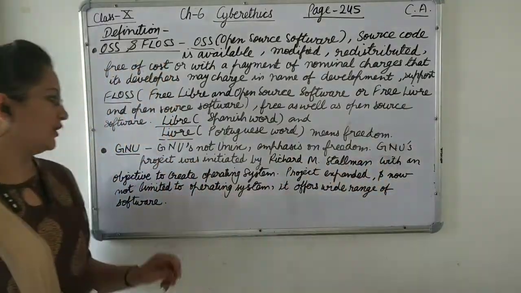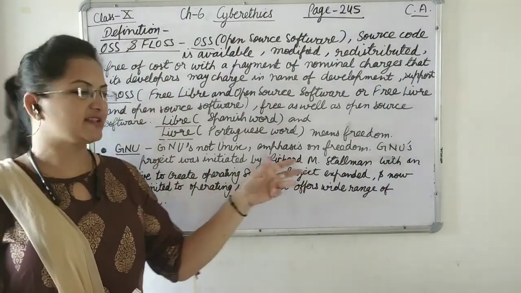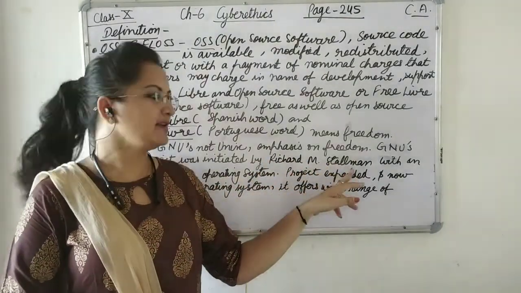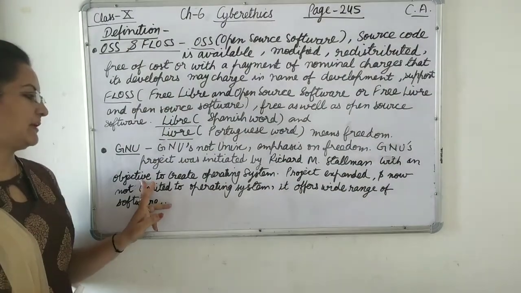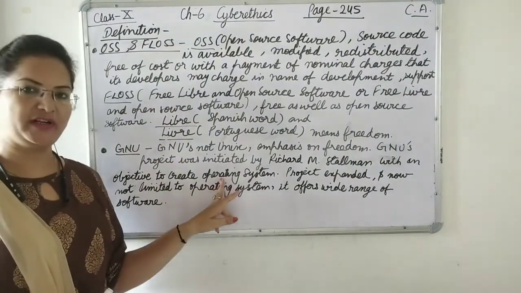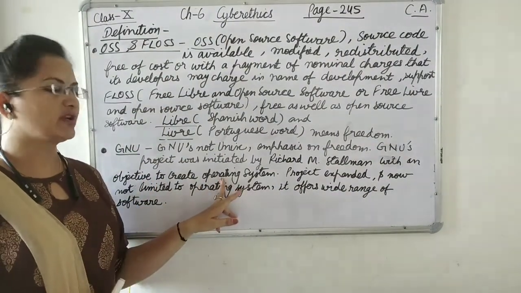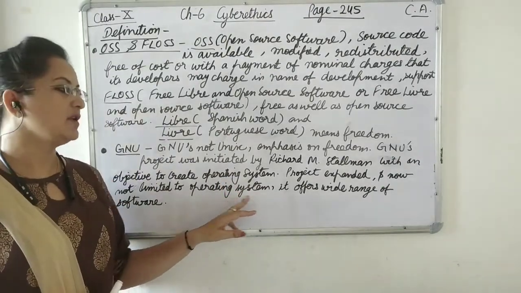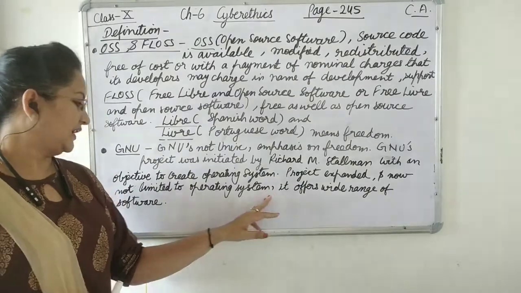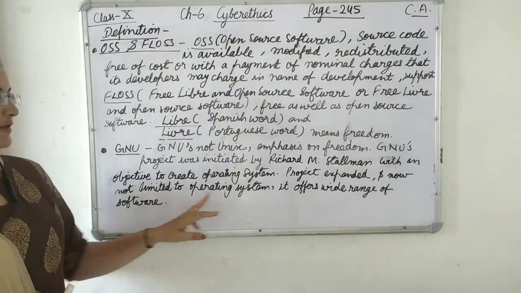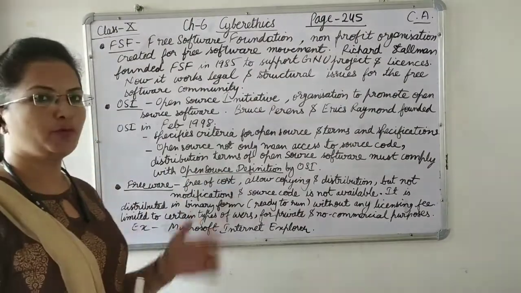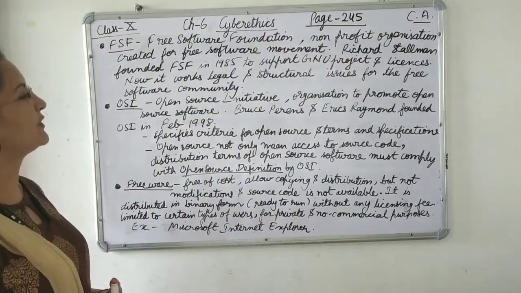So GNU was actually initiated by, I mean this project was actually initiated by Richard M. Stallman, with the objective of creating an operating system. He wanted to create the operating system, but he not only created an operating system, apart from that, nowadays GNU offers a wide range of software. Now students, there are a few more terms related to open source software.